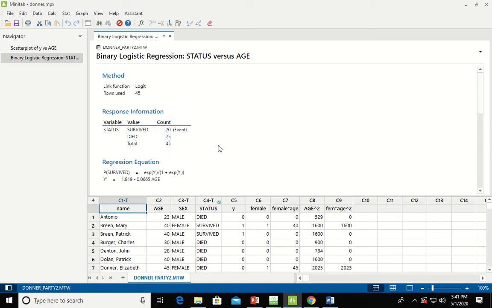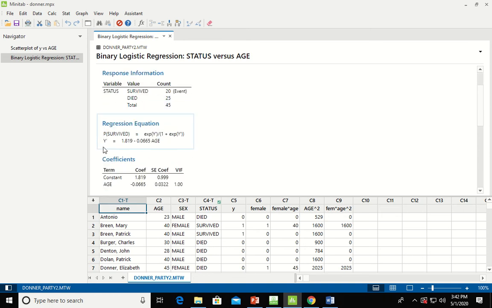And what we find out is that 20 survived, 25 died. And what we get there is our regression line that y prime is equal to 1.819 minus 0.0665x. All right, so just remember, this is not the probability of success.